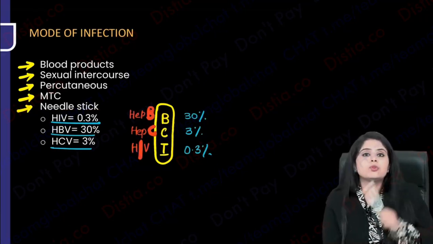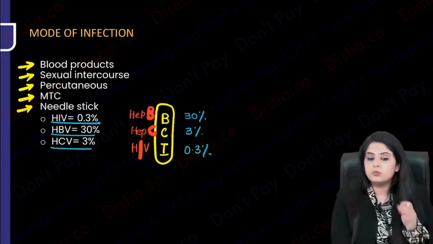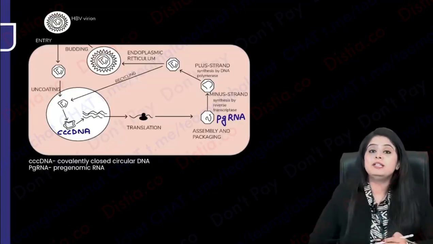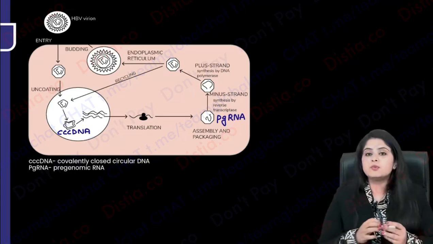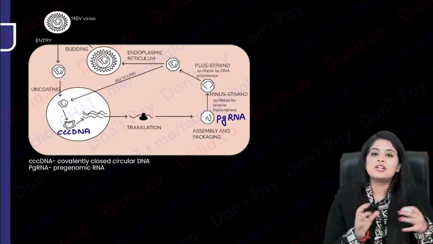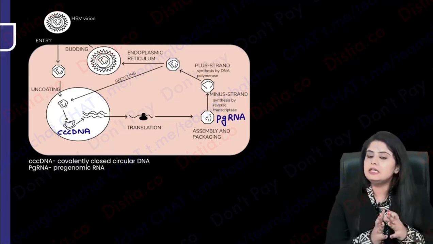I will also tell you the protocol after this for what happens after a needle stick injury. What are you supposed to do? So once this mode of infection has occurred, what is the pathogenesis going to be? That is very interesting. This is one of the most interesting and not so student friendly pathogenesis. We'll try to simplify it. The books have made it super complicated. We'll try to make it a little easier.